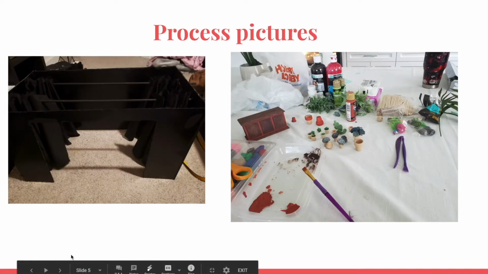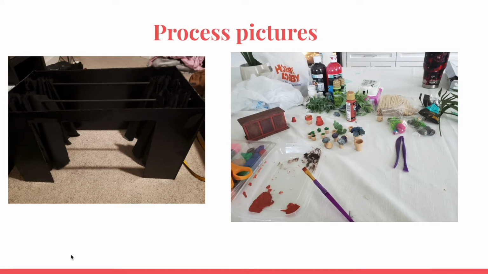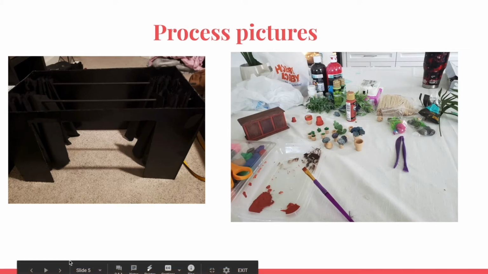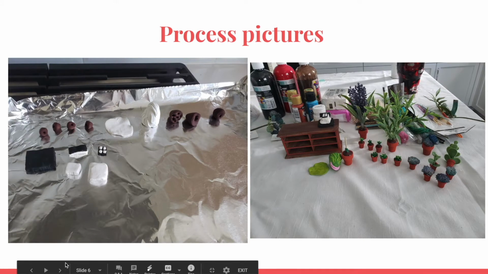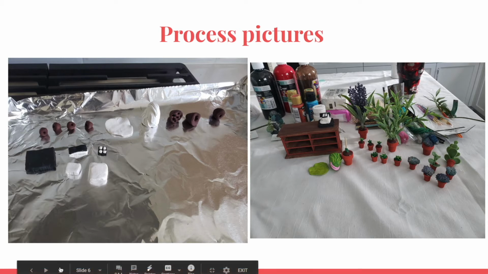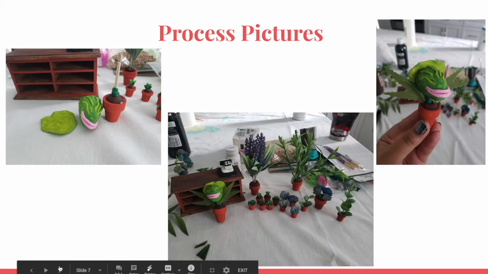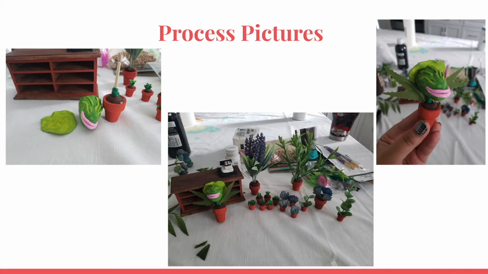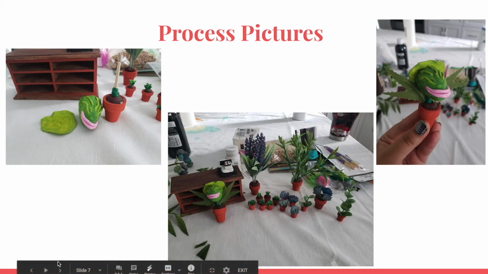The next slide is my process pictures. To the right is some plants that I was making in the counter. The next slide is another process picture. To the left is the making of Audrey 2 and also the cashier. To the right is some more completed plants, the cashier and also Audrey 2. Here's another slide of process pictures. To the left is Audrey 2 not yet made, and then to the right and also the middle, Audrey 2 has been fully done. And I think she looks really great.